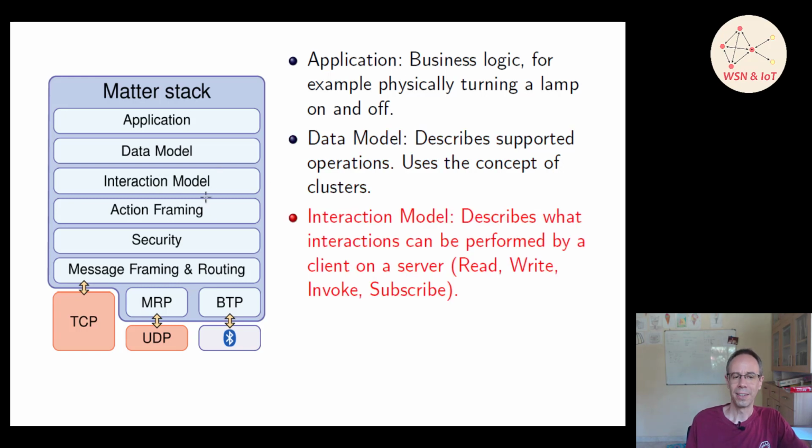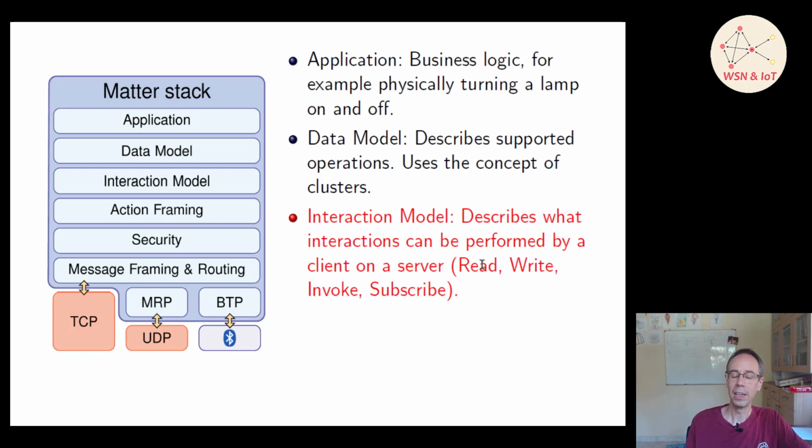Then we have the interaction model. There we describe what interactions can be done with the devices. We have the attributes and the commands, but from the client and the server, what kind of interactions can I do? There are 4 interactions defined: read, write, invoke, and subscribe.